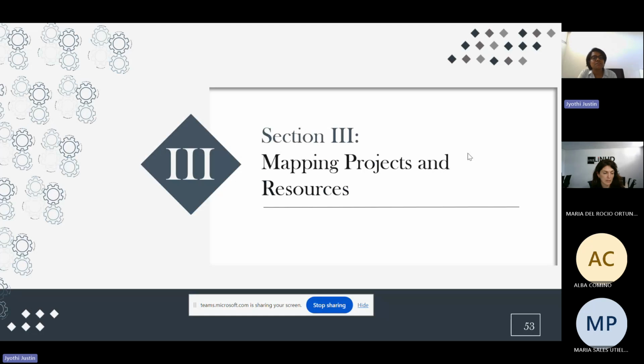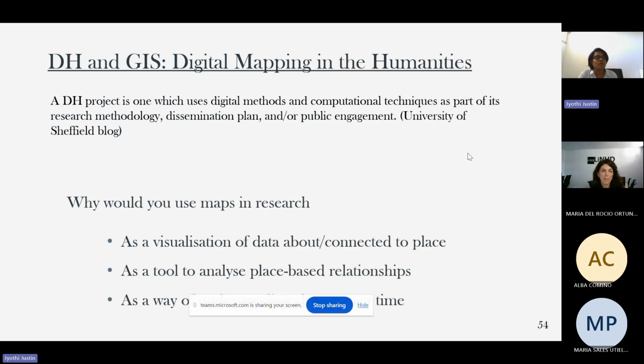In section 3, I'll be showing a few mapping projects and resources that anybody who's interested in developing DH mapping projects can make use of. When we look at a DH project, we can see that it makes use of digital methods and computational techniques as part of its research methodology, dissemination plan, and/or public engagement.